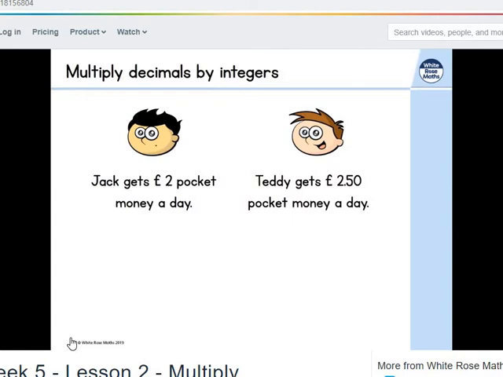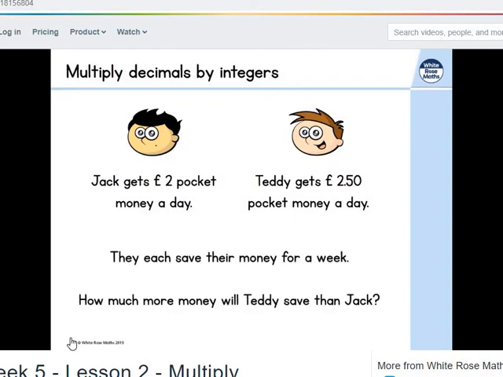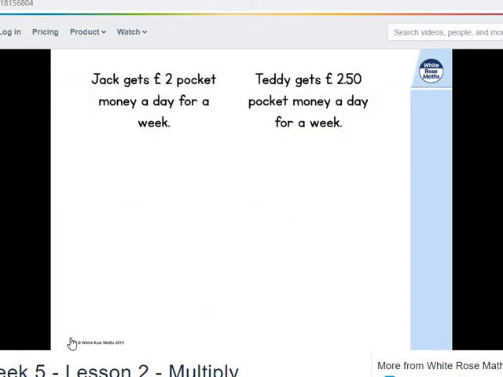So Jack gets £2 pocket money a day, but Teddy gets £2.50 pocket money a day. Each of the boys save their money for a week. How much more money will Teddy save than Jack? You can have a little bit of think of this if you want to have a go by yourself first. If not, we're going to carry on together. Let's take those two statements then. Let's think about what calculations we might do.